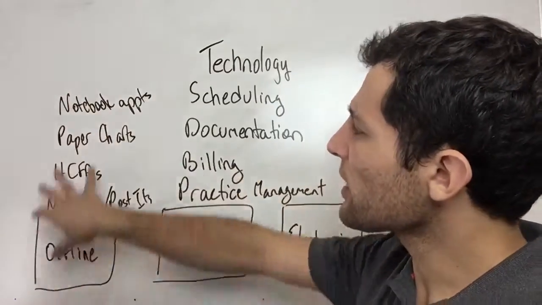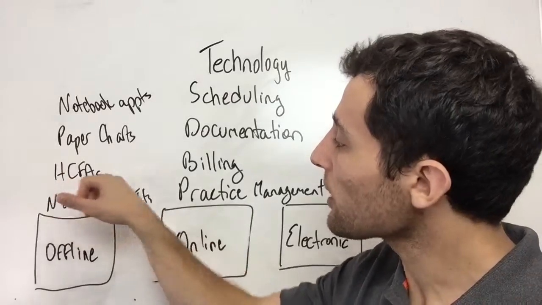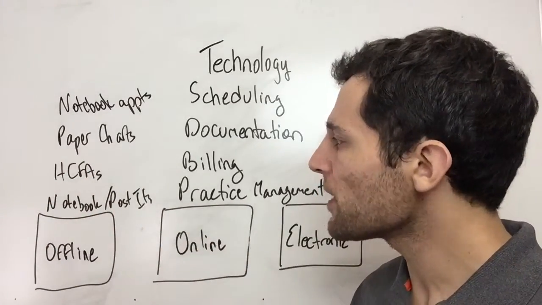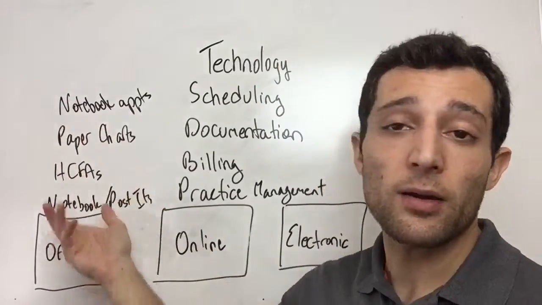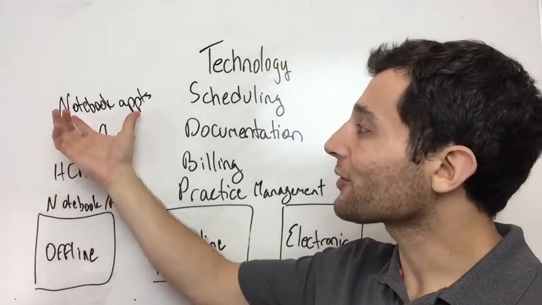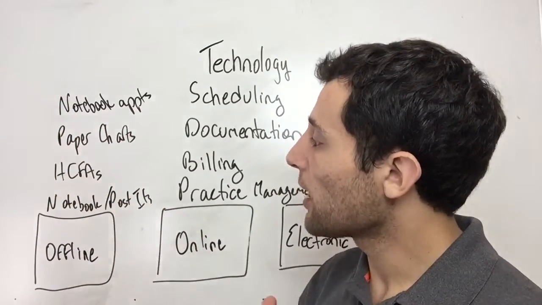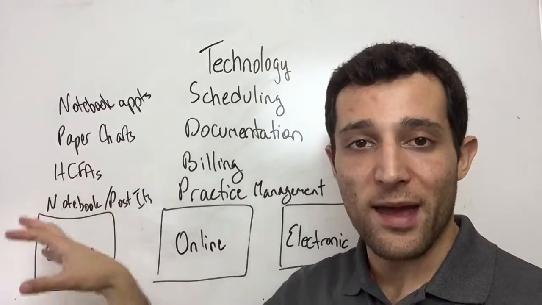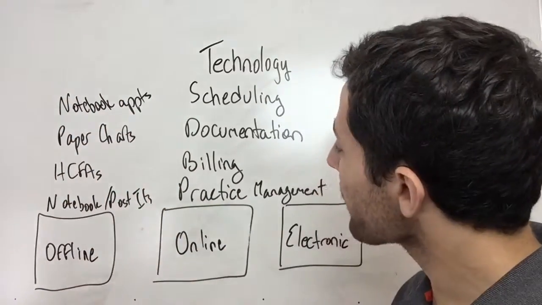So let's take a look at the offline here. Together we have our notebook appointments, our paper charts, our HICFAs, and then of course our notebook and our Post-its for practice management. Anybody who's been in practice more than, let's say, 10 years will be very familiar with this, because they either still have some part of this, or they still have it completely, or they've gone electronic and have experienced that in the past, and so they know what that is, right? And we'll come back to that in a little bit, and we'll talk more about the pain there.